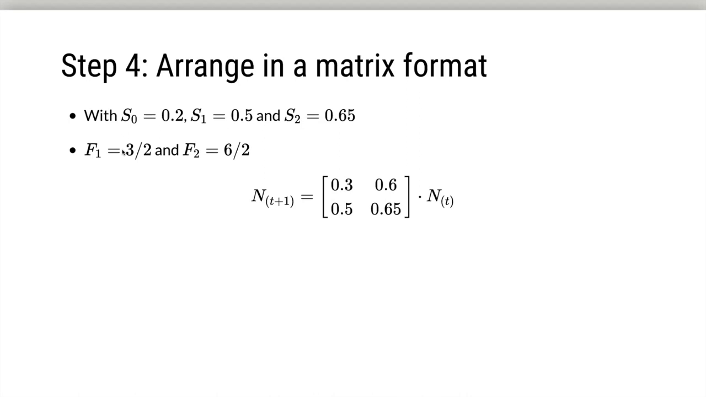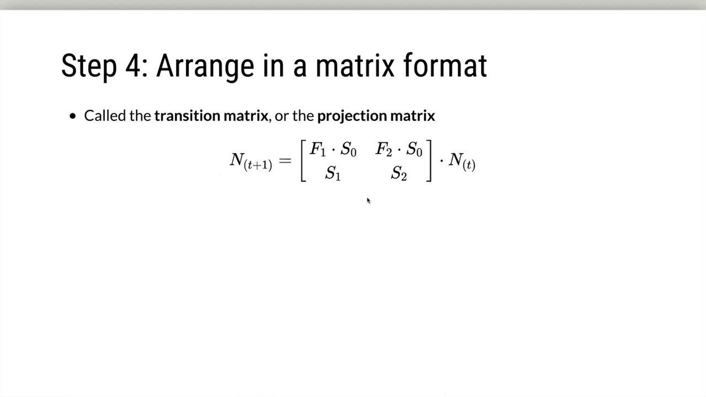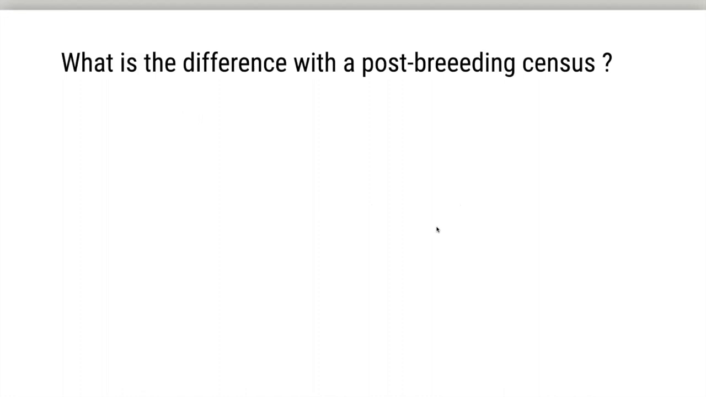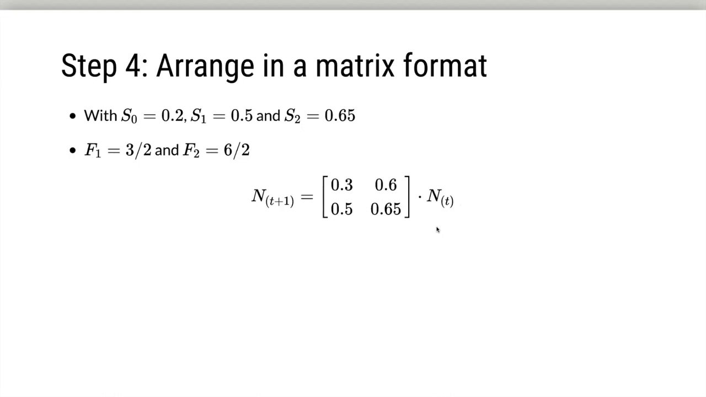So if we replace the parameters in the matrix by their value, it gives us the transition matrix here, setting the number of new individuals that will enter the population and the number of individuals that survive in the population, the probabilities that we multiply by the number to get the transition to the next time step. Okay. So we've done it for the pre-breeding census. Now let's see what is the difference if we had a post-breeding census.